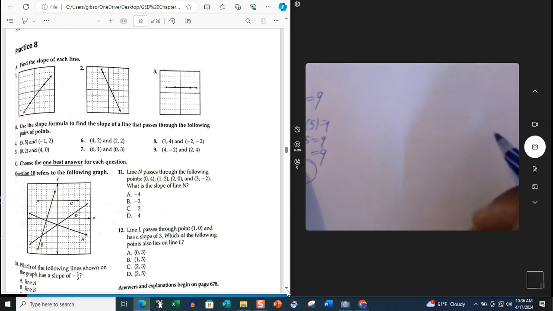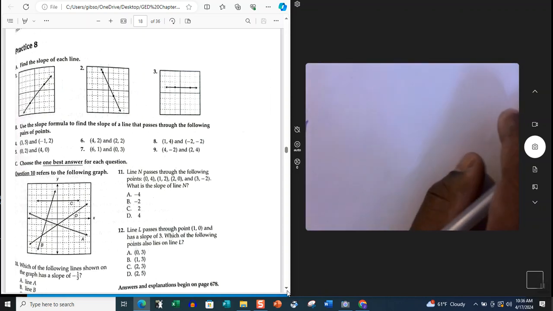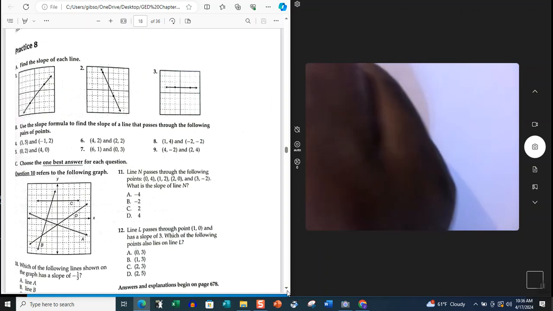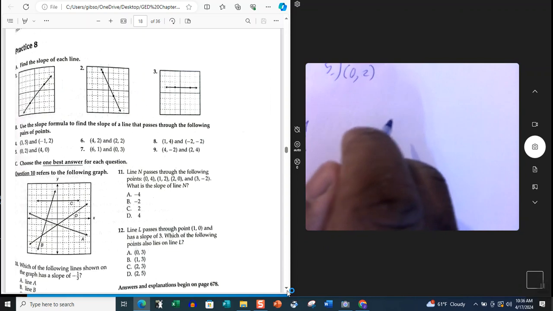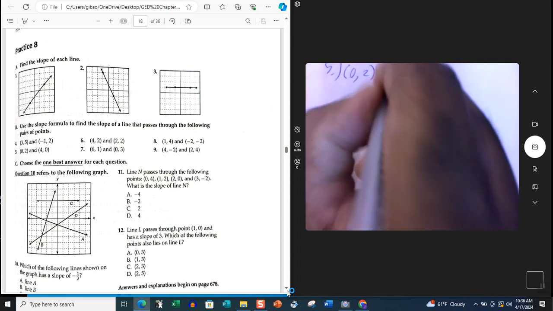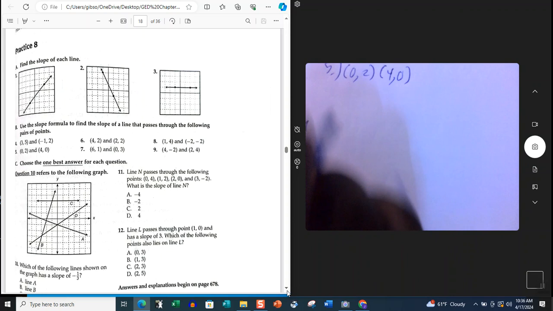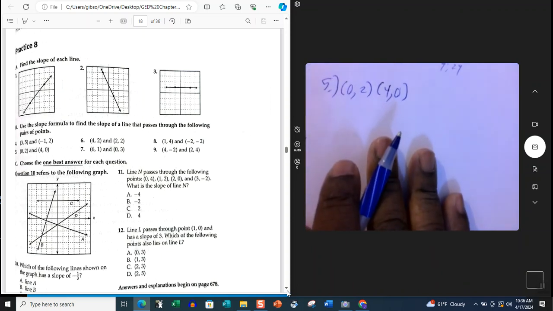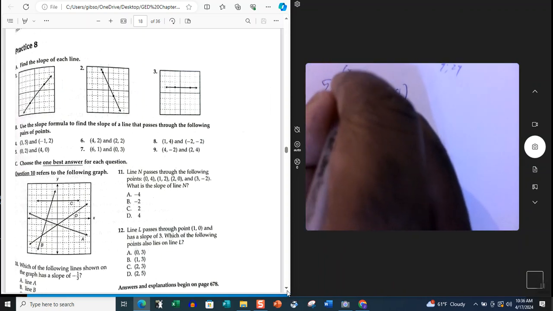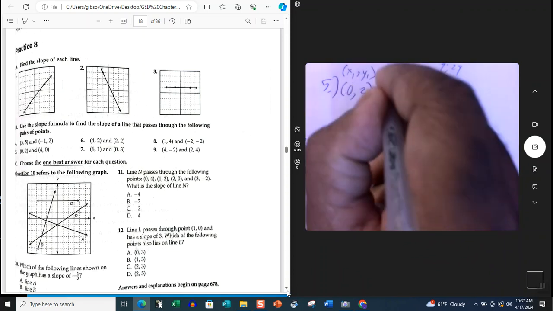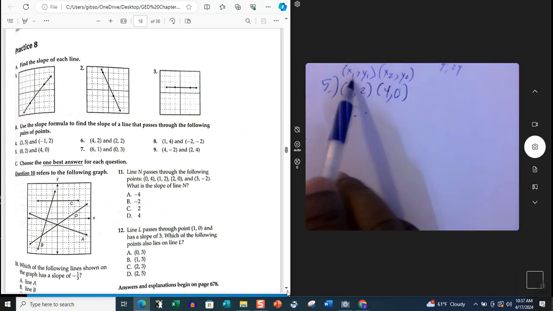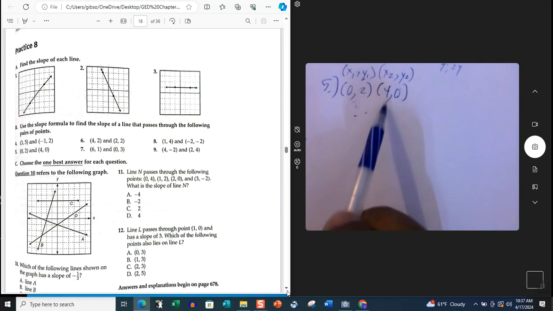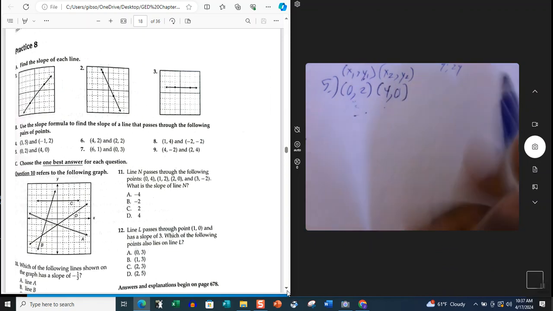So let's do problem number 5. Using the same method, we have (0, 2) and (4, 0). Now again, if you want to mark this, you can. We know this would be x sub 1, y sub 1, and this would be x sub 2, y sub 2. So it's the x in the first coordinate, the y in the first coordinate, the x in the second coordinate, and the y in the second coordinate.